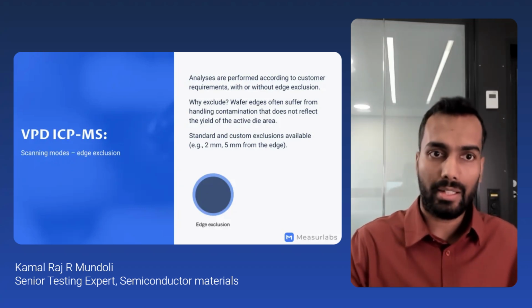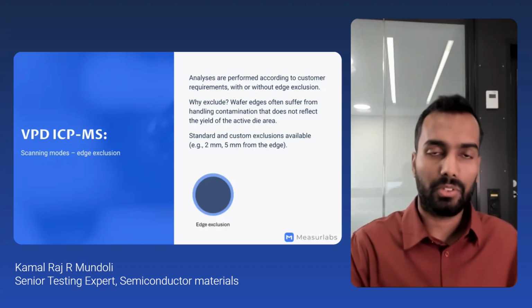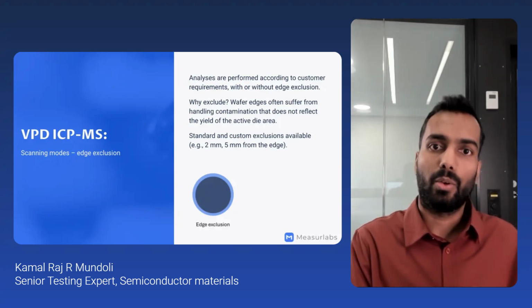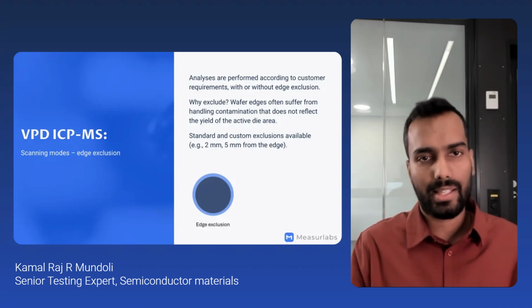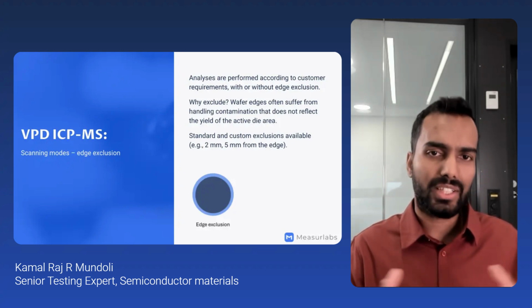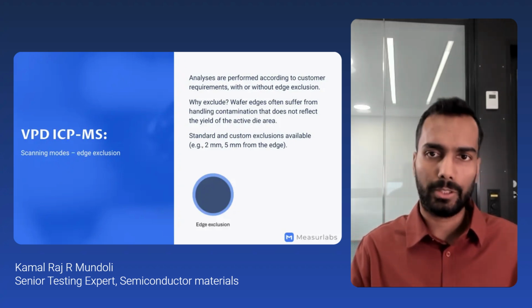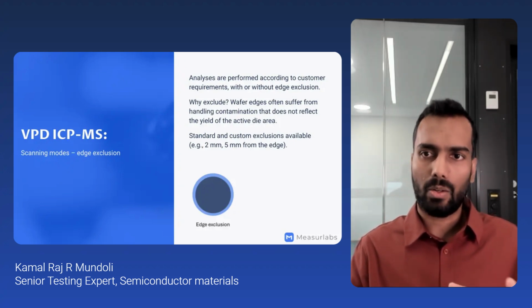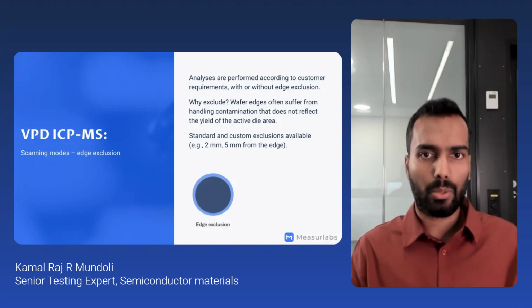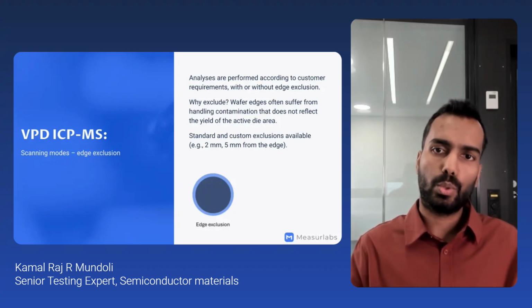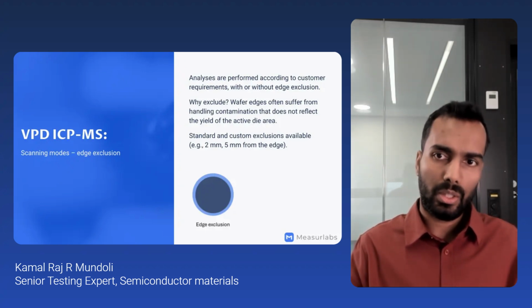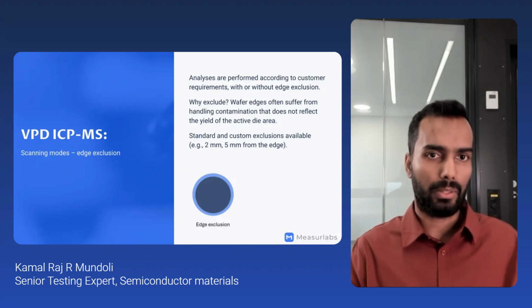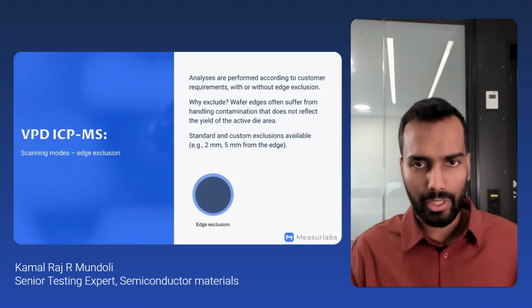So VPD is indeed quite versatile, but it doesn't just stop there. We can also choose where we scan on the wafer. So our first main concept here is edge exclusion, where the analysis is always performed according to your specific requirements, which means you can choose to include or exclude the outer rim of the wafer. But why would you exclude it?